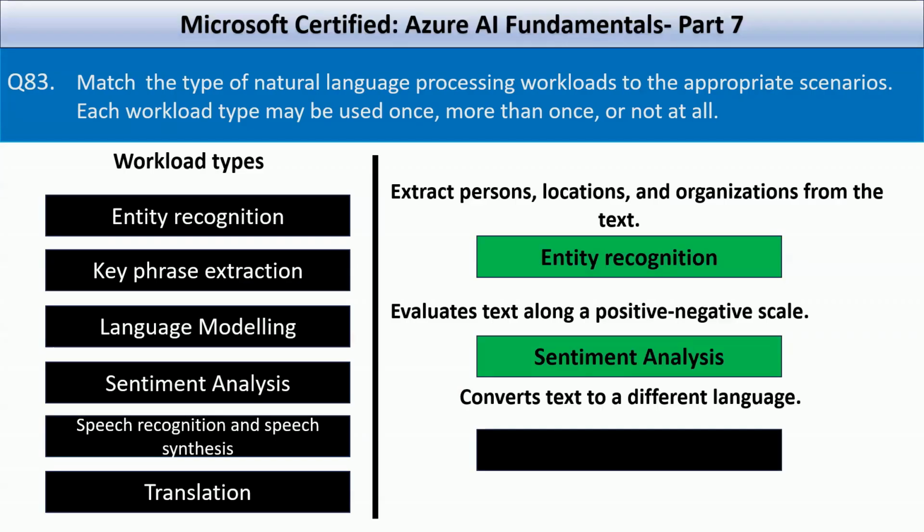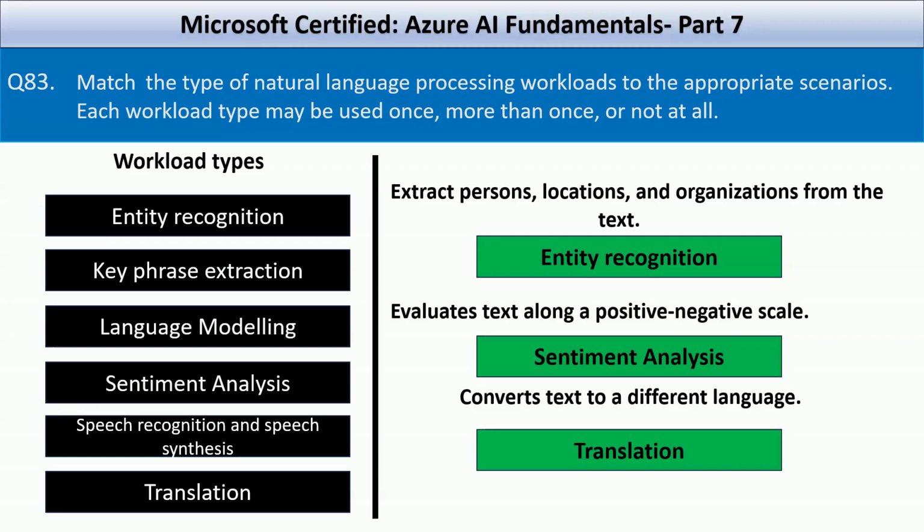And folks, the third and final scenario is converts text to a different language. This is an example of translation. Translation automatically converts text from one language to another using machine translation models, enabling cross-language communication. So folks, I hope you now understand why I have chosen a particular processing workload for a particular scenario. But if you still have any doubts, please post them in the comment section.